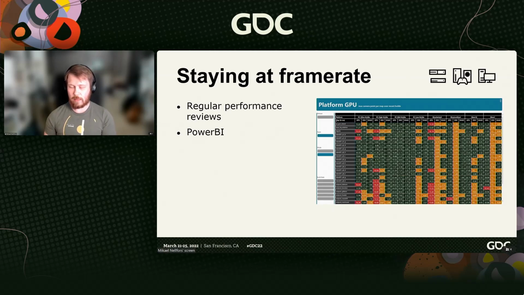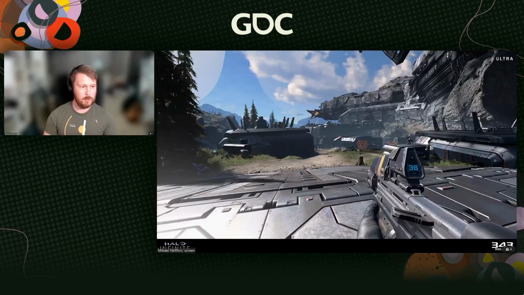So we then deep dive into those and have a conversation about what we do. Is it optimizing content, or is this some scalability we need to apply because this is a problem all up? And lastly, I just want to show some examples from Halo Infinite of the differences between the various specs.